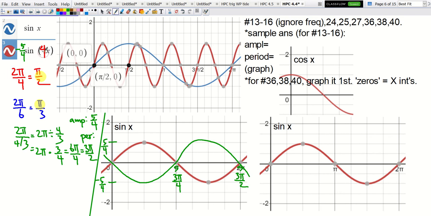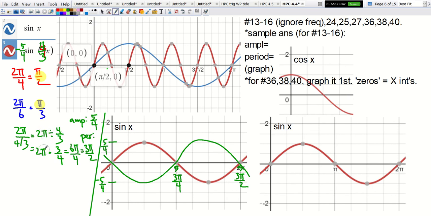You divide it by the coefficient, which in this case is 4. 2 pi over 4 reduced becomes 1 pi over 2. Okay? Let's say this coefficient was 4 over 3. Then you do, again, 2 pi divided by the 4 over 3.